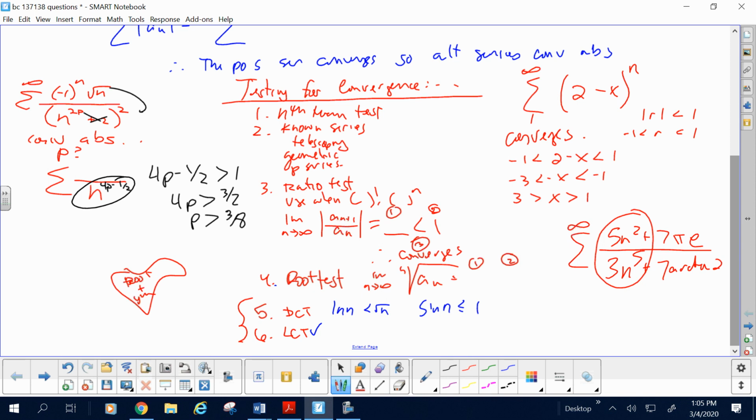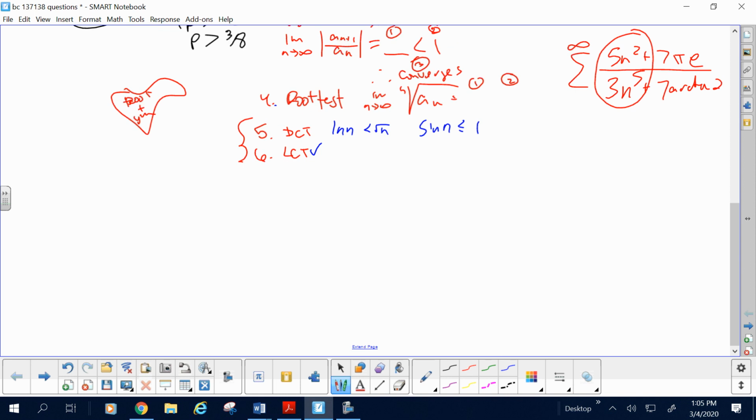Are you with me? Am I going too fast or is this okay? Okay. All right. What else? I'm missing a test, at least one. Integral test. What are the conditions for the integral test?